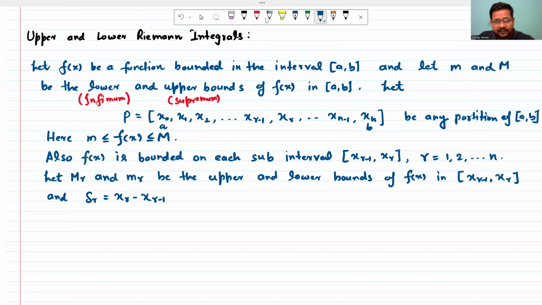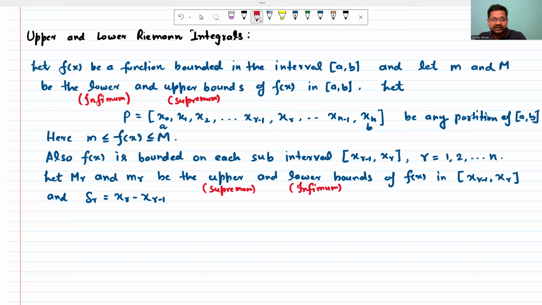Okay, upper bound and lower bound means this is supremum actually of the function and this is infimum. Okay, so you just clear about it. In your textbook, it is written as lower and upper bound, but we know that lower and upper bounds are more than one. So we just restrict ourselves to the supremum and infimum. Okay, so this capital M r is the supremum in that interval of the function, and small m r is the infimum of the function in that interval x(r-1) to xr.